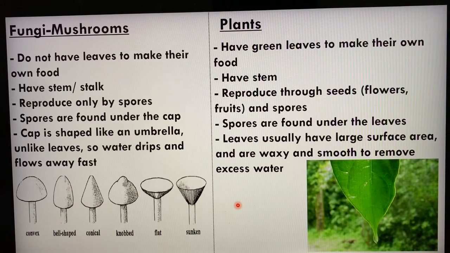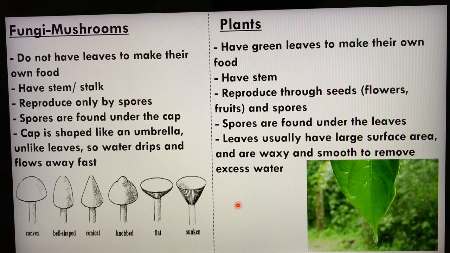So everyone must remember that another very important difference between plants and mushrooms is that plants make their own food through their leaves, and mushrooms do not make their own food. And of course they get the food from the things that they grow on, like other trees, directly from the ground, or from dead logs which they grow on.